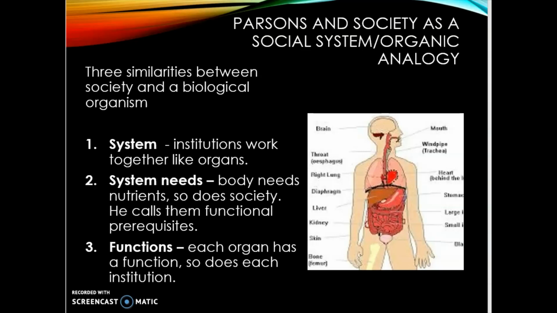The second is the system needs. So like the body needs nutrients to survive, like water and food, so does society. Now he calls them the functional prerequisites, and we're going to explore them in a little bit more detail in a moment. And then finally, the body has a function, and different organs have a different function. So like the lungs is to take in oxygen and get rid of carbon dioxide, and the heart is to pump the blood around the body. They've got a function, and different institutions also have a function that benefits the society as a whole.